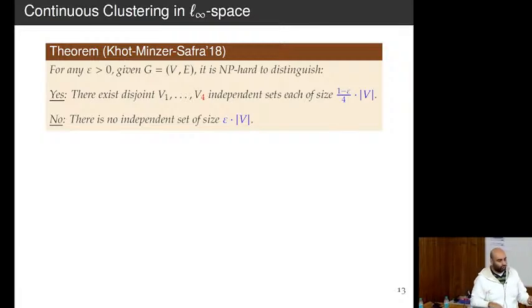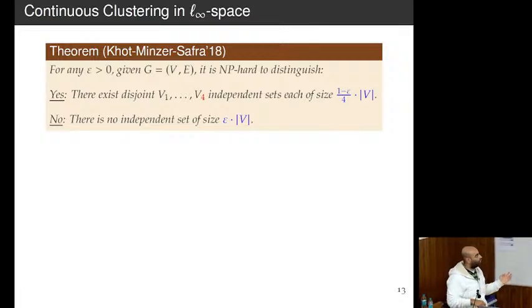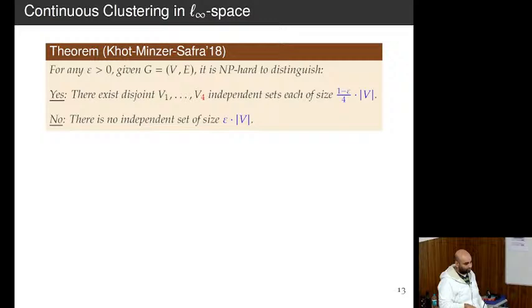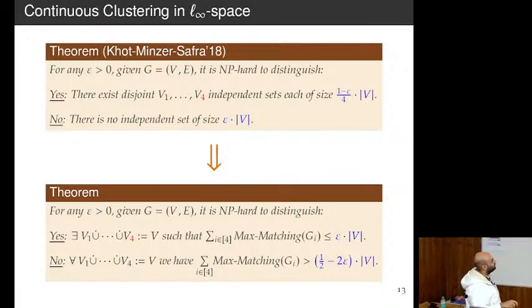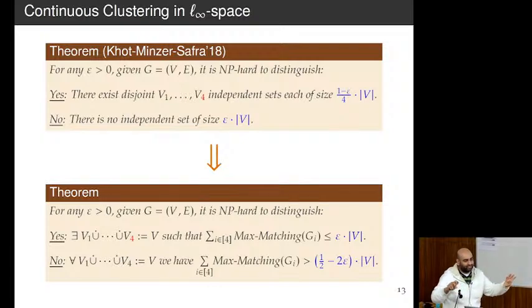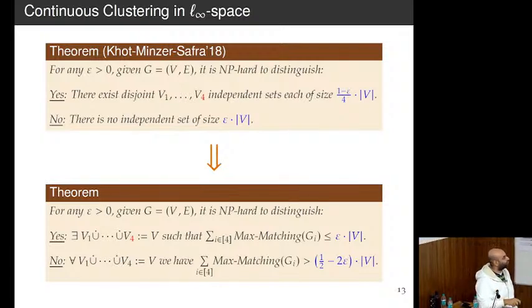So either the graph is almost 4 colorable, or you need a large constant number of colors. From this, you can immediately conclude this by just taking the same instance and analyzing it. How do you analyze this? In the yes case, you have 4 independent sets. Good, you take them. You still have epsilon V vertices you haven't accounted for. Each of them is in the matching. I don't care. It's just 2 epsilon V I pay. So it's some epsilon terms that I don't care about.